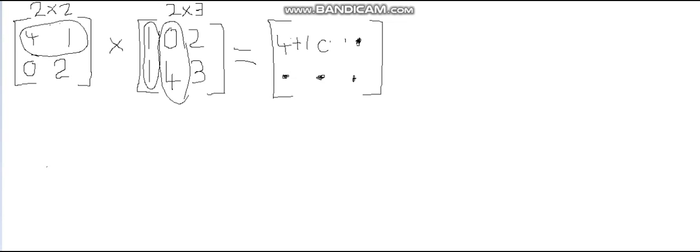Four times 0 plus 1 times 4, which is 4. And then for the last one, we would multiply the first row of the first matrix by the third column of the second matrix. And we say 4 times 2, which is 8, plus 1 times 3, which is 3.